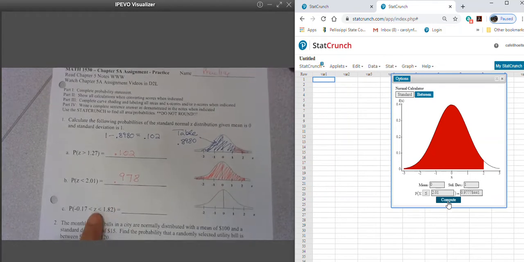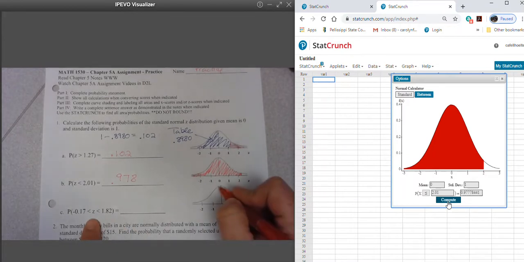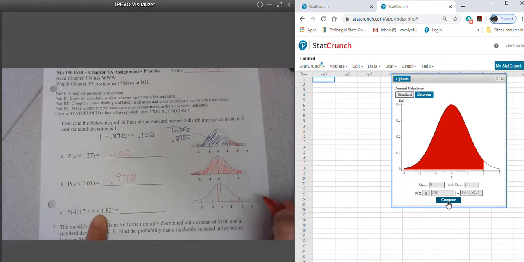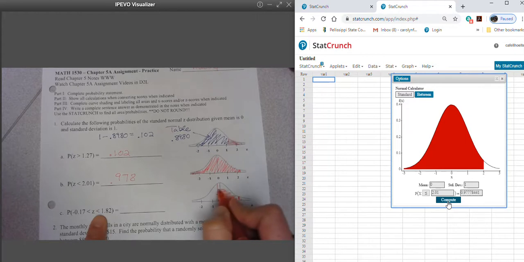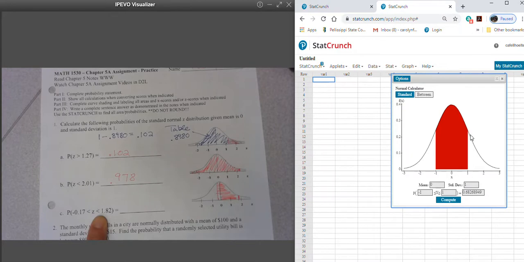The next problem is a between problem. So we're looking for the area between negative 0.07, which is about right here, and positive 1.82, which is about right here. And so it's just all the space here in the middle, in the between. So StatCrunch can do that as well. We just hit Between. Now with your charts, you have to remember the charts only give you the area to the left, so you would have to get the area to the left of here, and then subtract out the little tail. But let's leave it at between, and let StatCrunch do this.